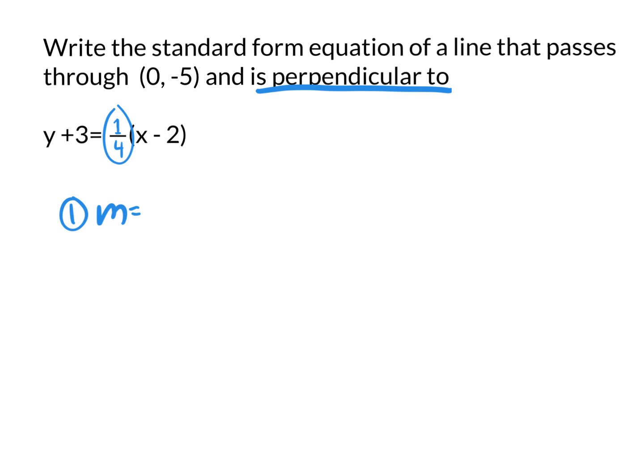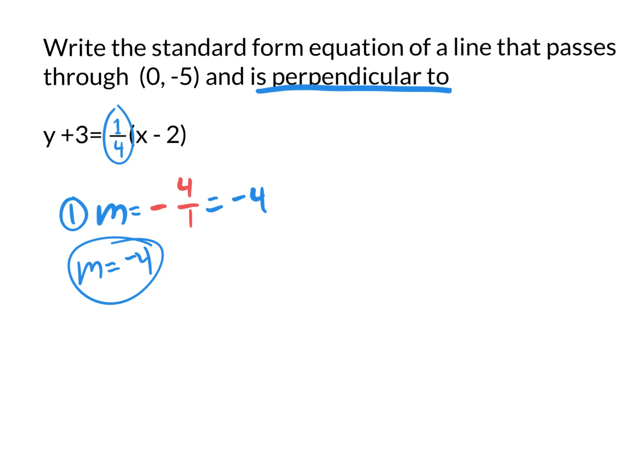So perpendicular means opposite reciprocal. If it would have said parallel, it'd be that exact slope. Keep that in mind because there will be some that say parallel. Parallel, exact slope; perpendicular, opposite reciprocal. So opposite would be a negative. Reciprocal would be 4 over 1. So the m is actually just negative 4. Okay, so we have our m equaling negative 4.